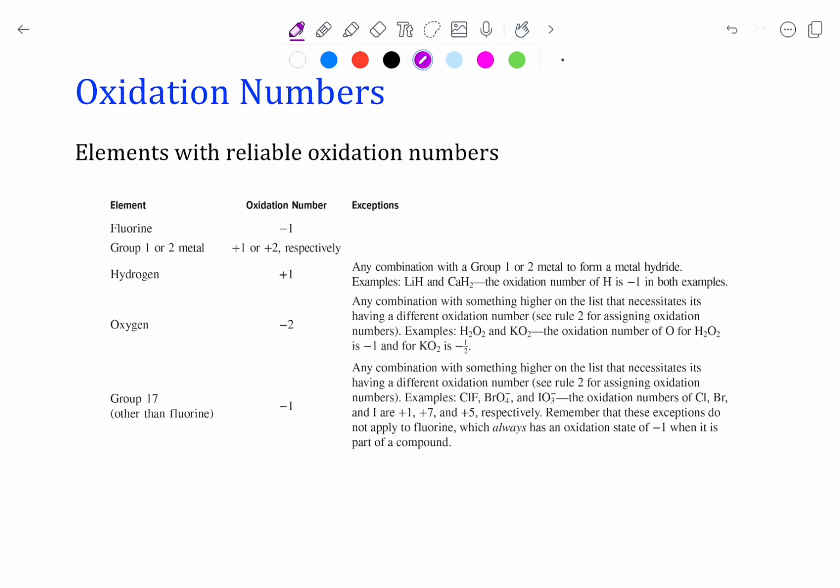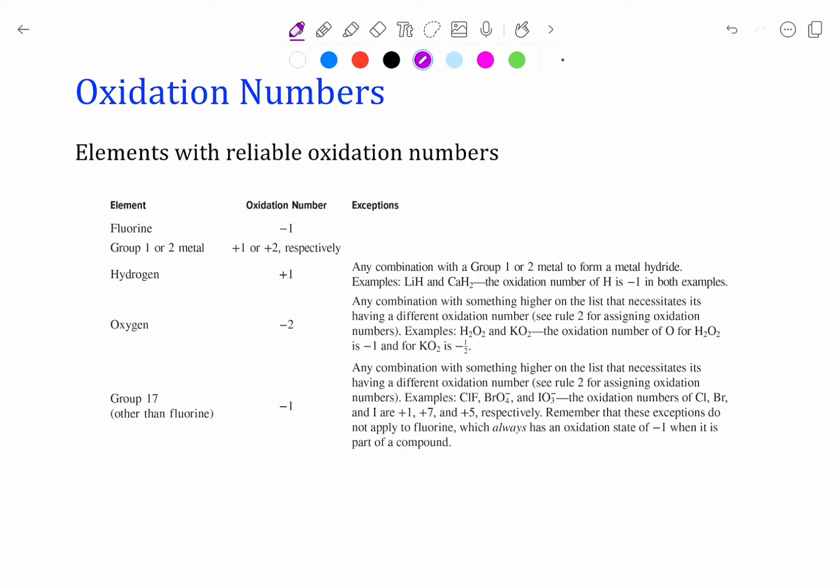So fluorine will always have an oxidation number of -1. There are no exceptions to that. If you see fluorine, it'll have an oxidation number of -1. A group 1 or 2 metal will always have an oxidation number of +1 or +2, respectively. So group 1 will have an oxidation number of +1, and group 2 will have an oxidation number of +2. There are no exceptions to that rule either. So if you see sodium, you know its oxidation number is +1. If you see magnesium, you know its oxidation number is +2. Okay? So, no exceptions to that.